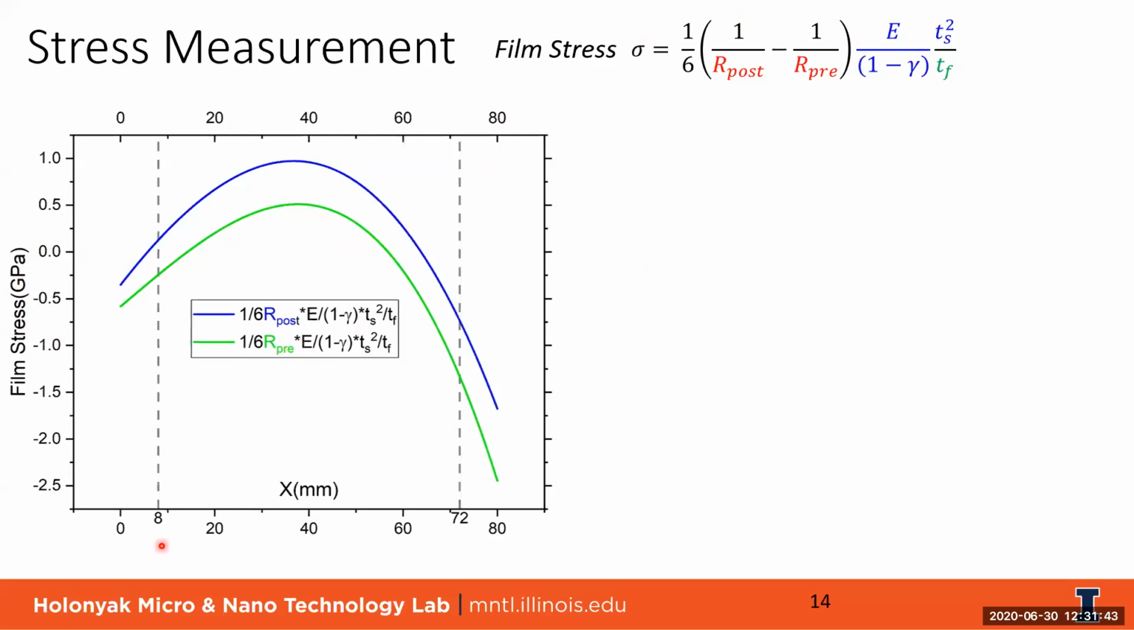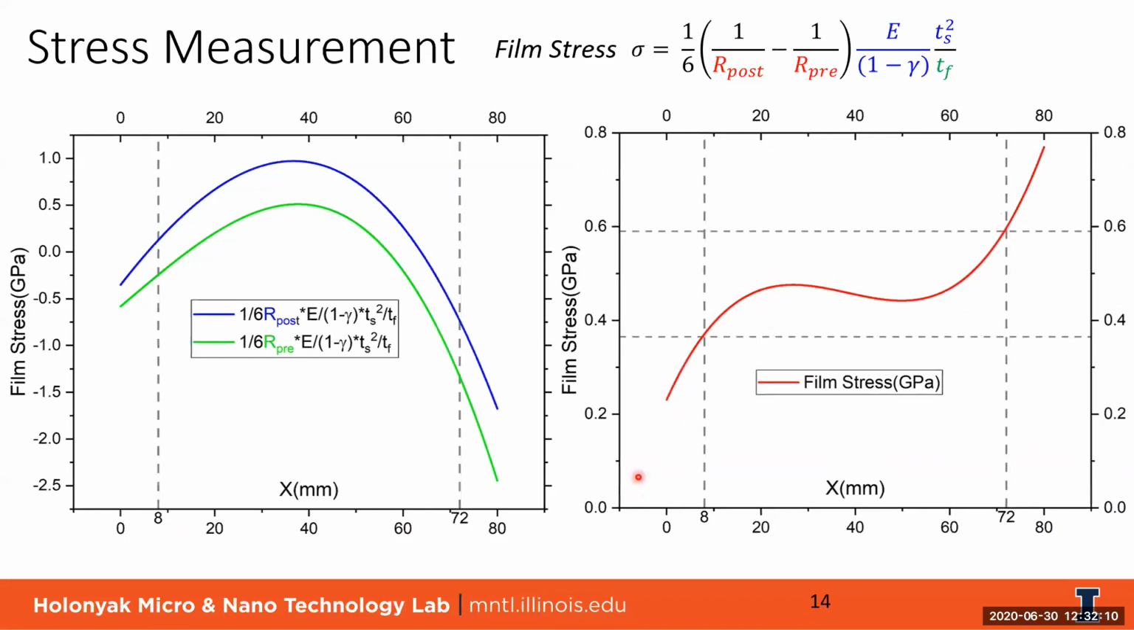After that, I will analyze the data from 8 millimeter to 72 millimeter. Again, I don't want to use the data near the edge to calculate the film stress, so I cut 10% off. Since I scan 80 millimeter, I start from 8 millimeter and measure the stress to 72. And that's what I get.